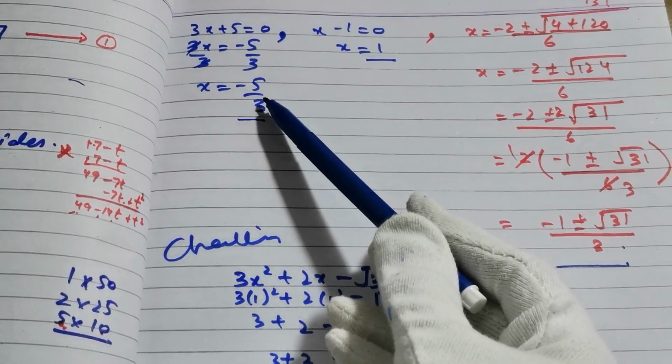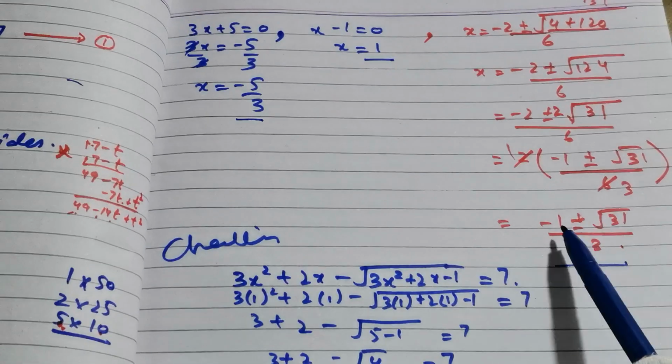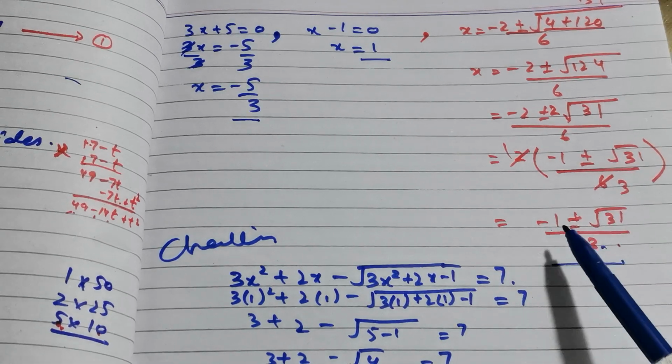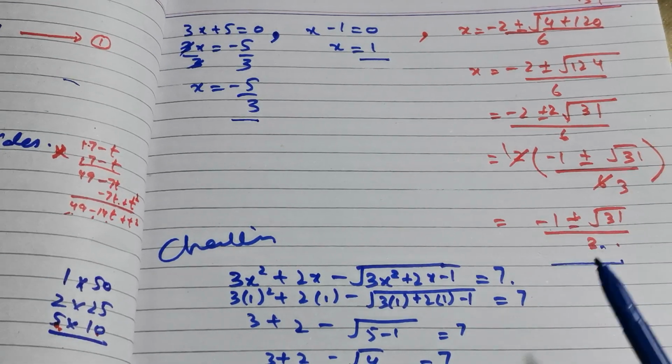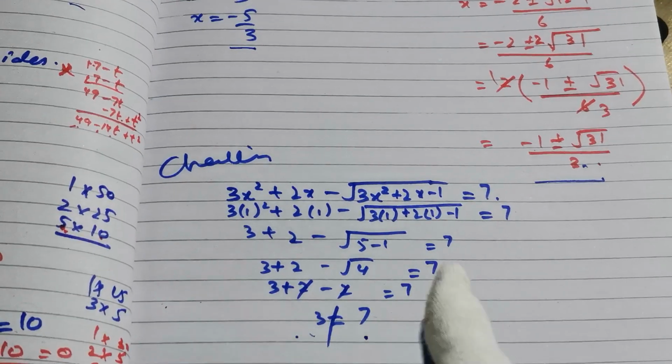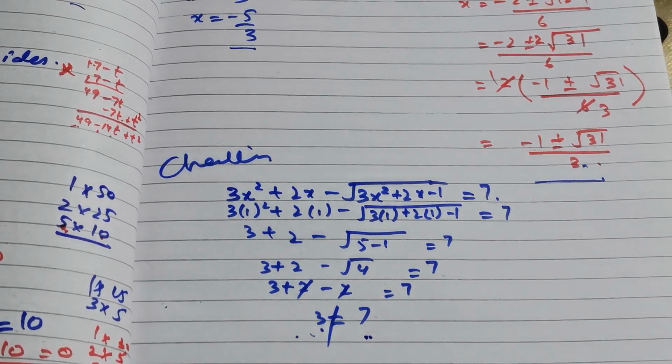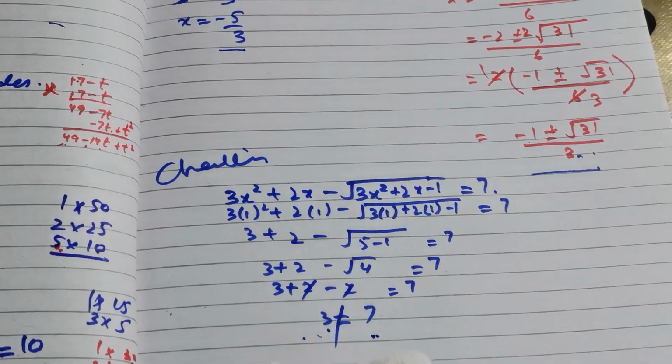Now we'll check again, we'll check minus 5 by 3. Similarly we'll check minus 1 plus under root 31 by 3, and next we put minus 1 minus under root 31 by 3. If the left hand side and right hand side both are equal, then we can say that that specific root is in our solution set.